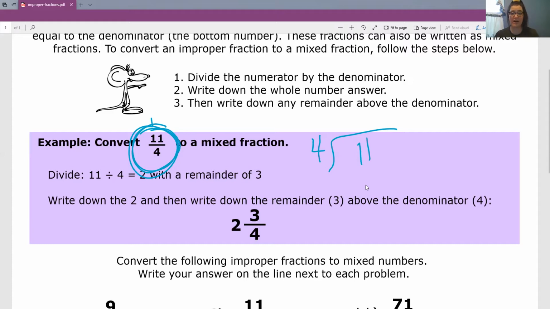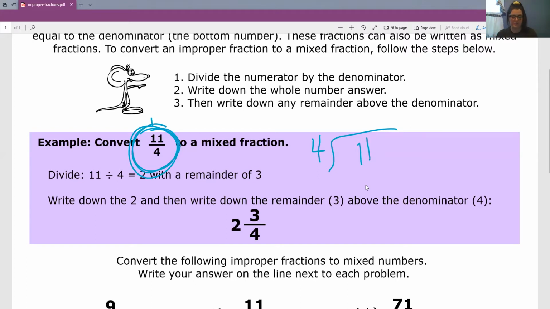So let's think of our multiplication facts for 4. I'm going to write them down on my list here. 4 times 1 is 4. 4 times 2 is 8. And 4 times 3 is 12. Okay, so I wrote them on my board here. 4 times 1 is 4, 4 times 2 is 8, 4 times 3 is 12.